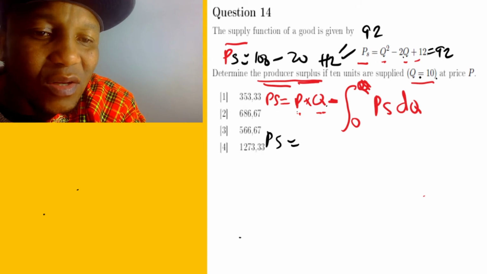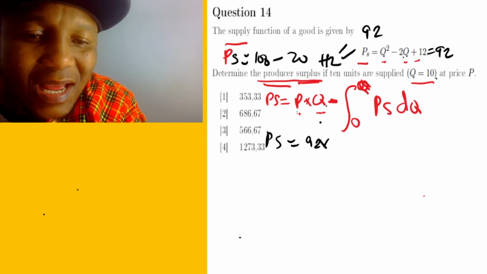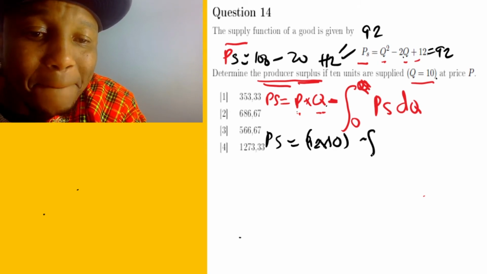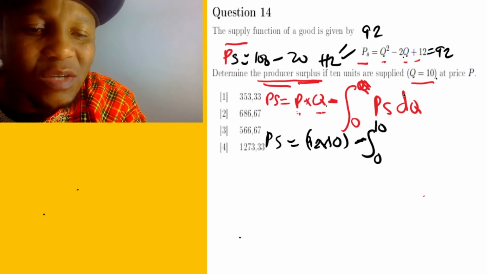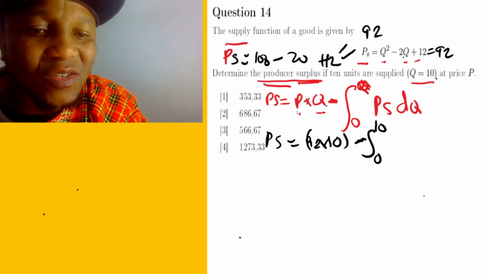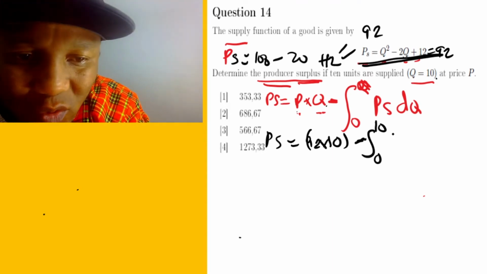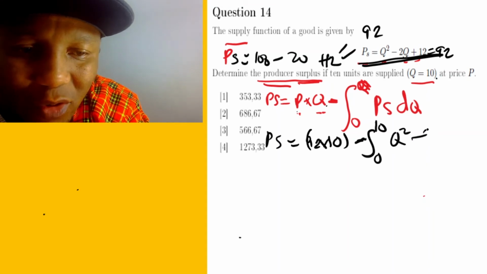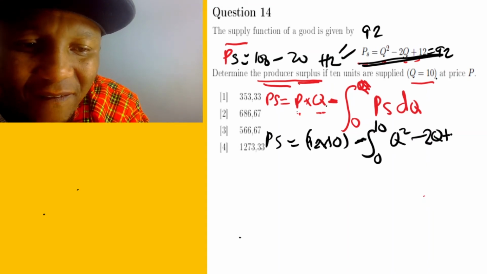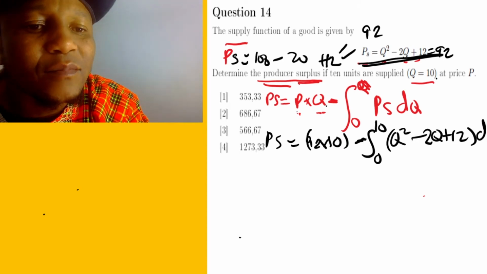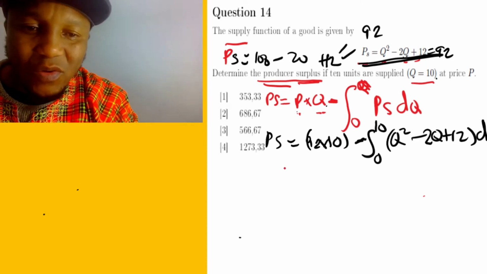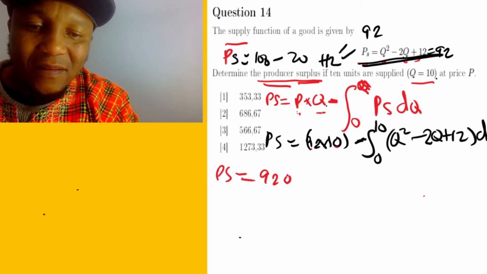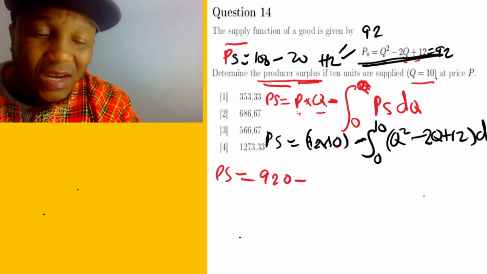What is P? P equals 92, times Q equals 10, minus the integral from 0 to Q. What is our Q? Our Q equals 10. What is our producer function? The one they have given to you, Q squared plus. Now we go to the power rule of integration again. So we're going to use the method of simplification: producer surplus equals 92 minus, now you see they have a limit.